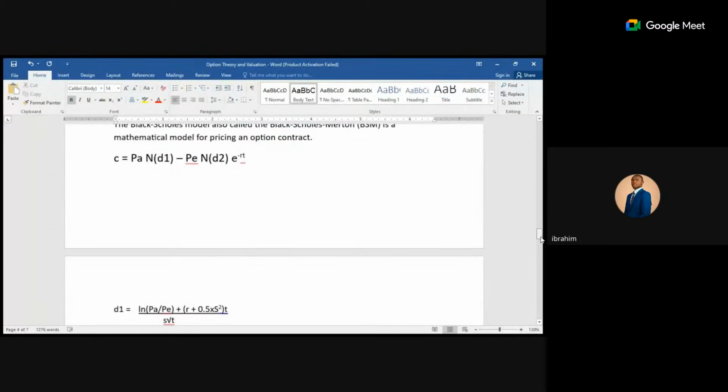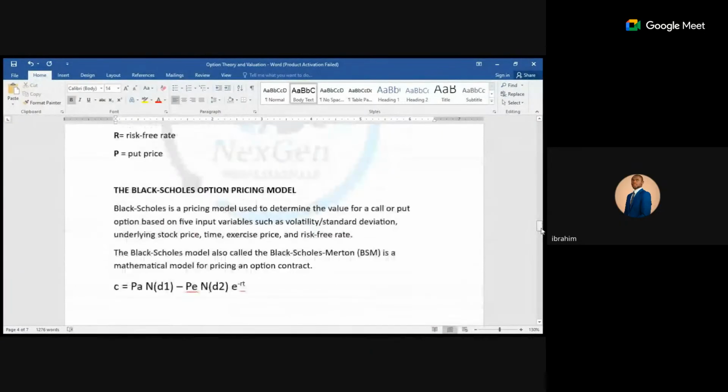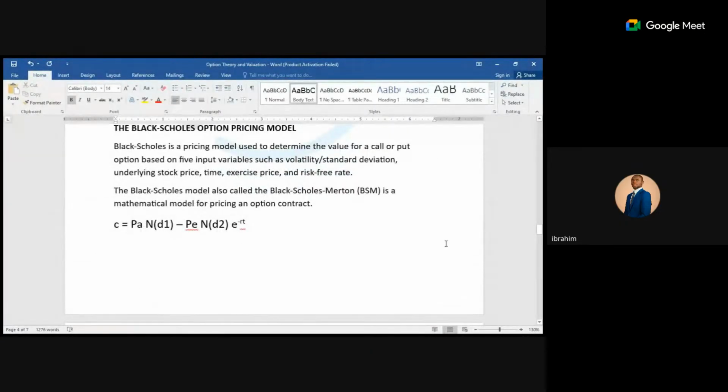Please, you need to understand that the Black-Scholes model is used to determine the value of call options and put options. The Black-Scholes model applies to European options. And what is a European option? When I say European option, it may be a call option or a put option.